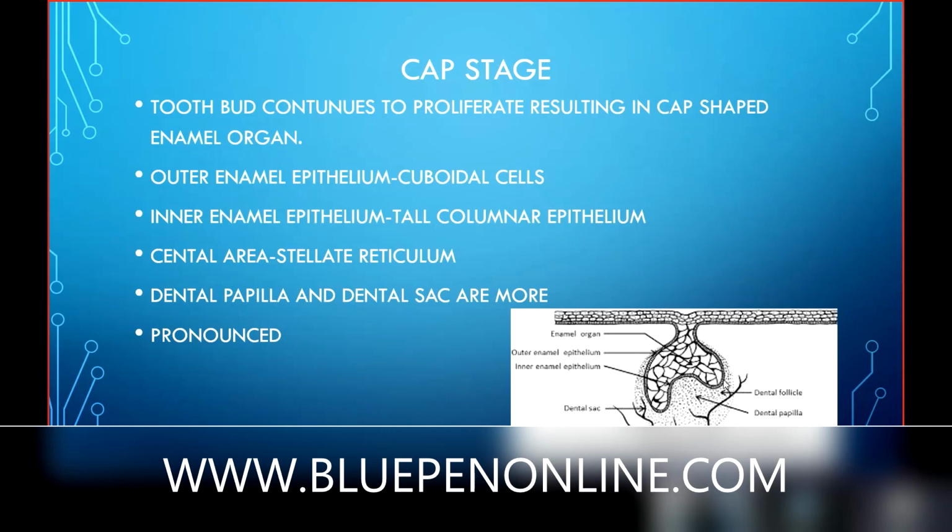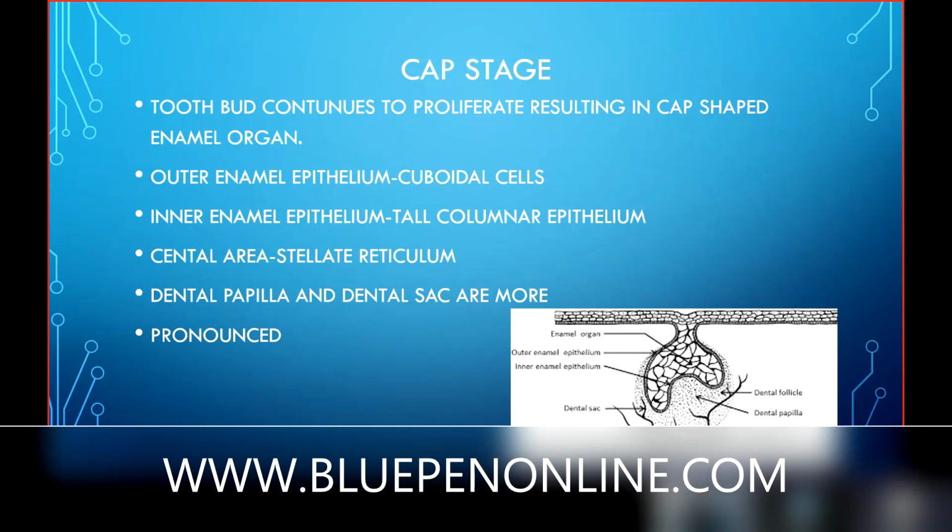So here, the outer enamel epithelium is lined by cuboidal cells. The inner enamel epithelium is lined by tall columnar cells. In between, the polygonal cells we had in the bud stage underwent changes to form stellate reticulum. Again, you have the dental papilla and the dental follicle or dental sac, which are more pronounced in this stage, more evident compared to the bud stage.